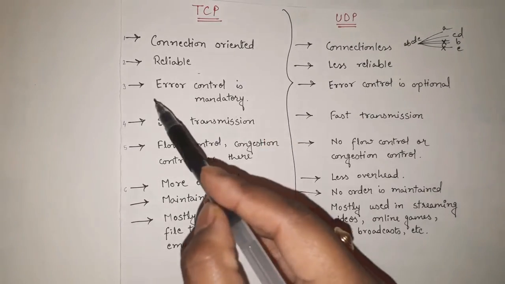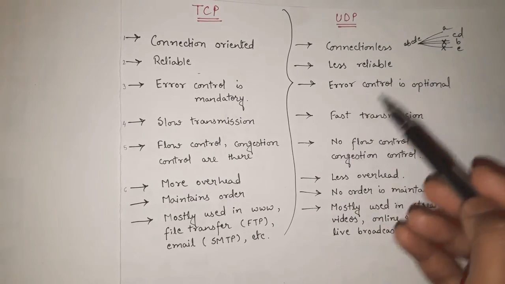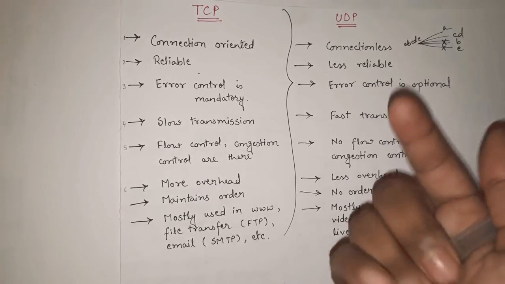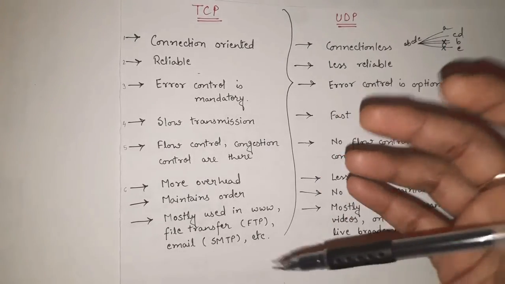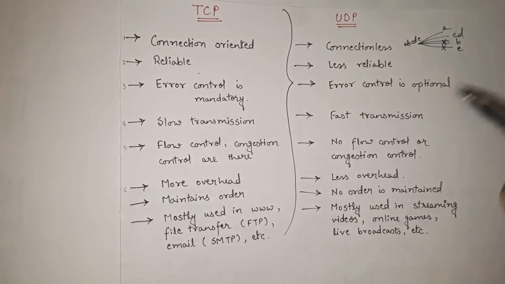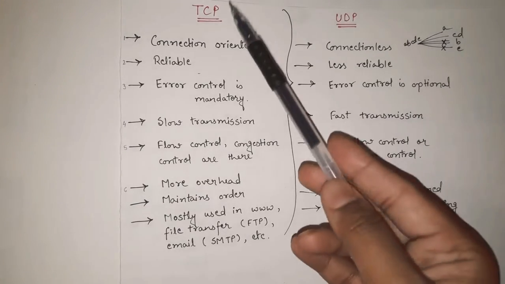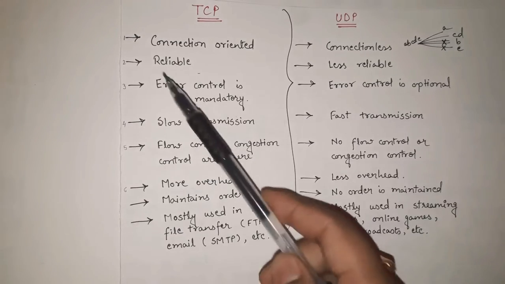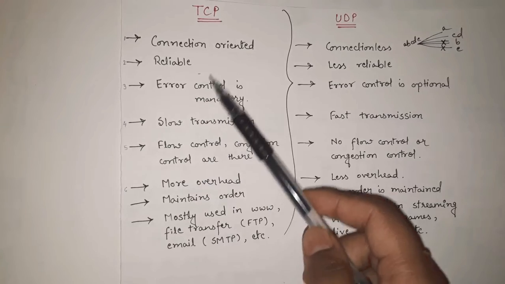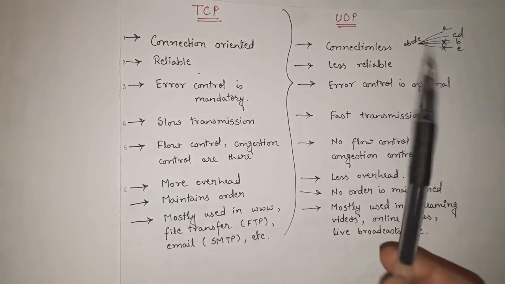So in TCP this error control is mandatory because the checksum field is mandatory, but in UDP this error control is optional because the checksum field in the UDP header is optional. Like it is not mandatory, you can simply pass 0 in it. Fine. So based on that checksum field of the header, we can say that in TCP error control is always taken into consideration, but in case of UDP error control is optional.